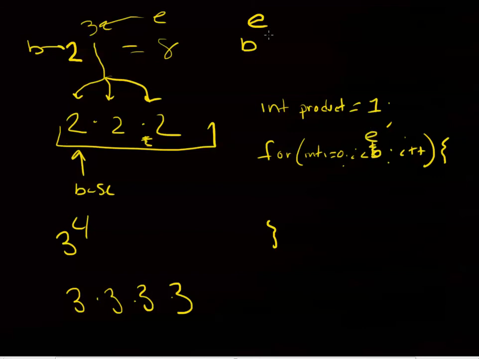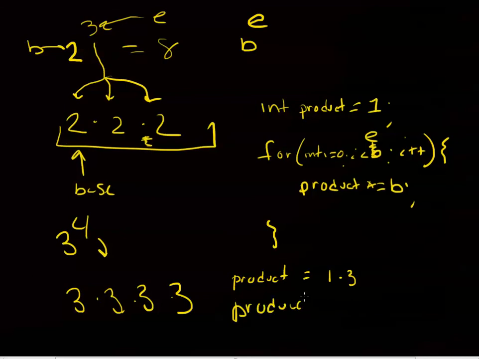It simply goes around e times, 3 times, 4 times. And each time around that loop, I'm going to say product times equals the base. So if the loop goes around 4 times and the base is 3, 3 times 3 times 3 times 3. Really, the first time around the loop, it's product equals 1 times 3. And then the next time around the loop, it's product equals 3 times 3, because product is now, of course, 3. And now this is 9, and we do the same thing, equals 9 times 3, and then 27 times 3.